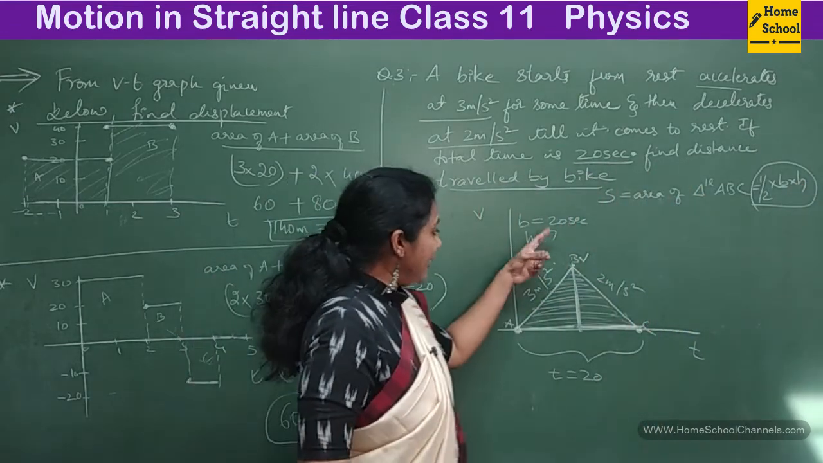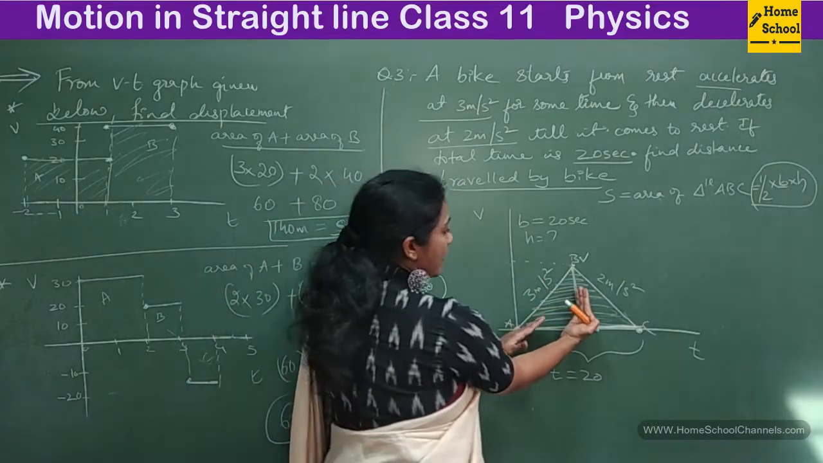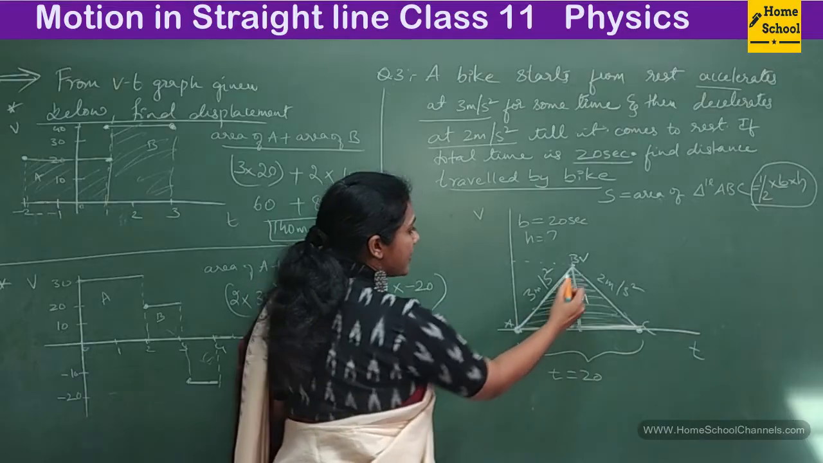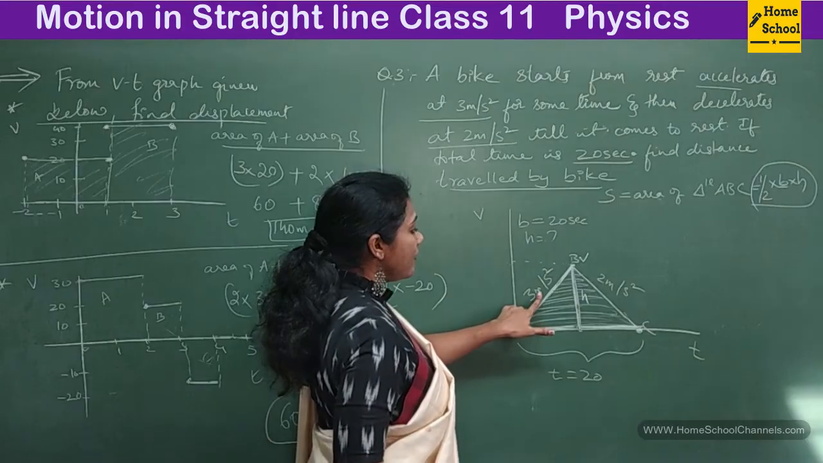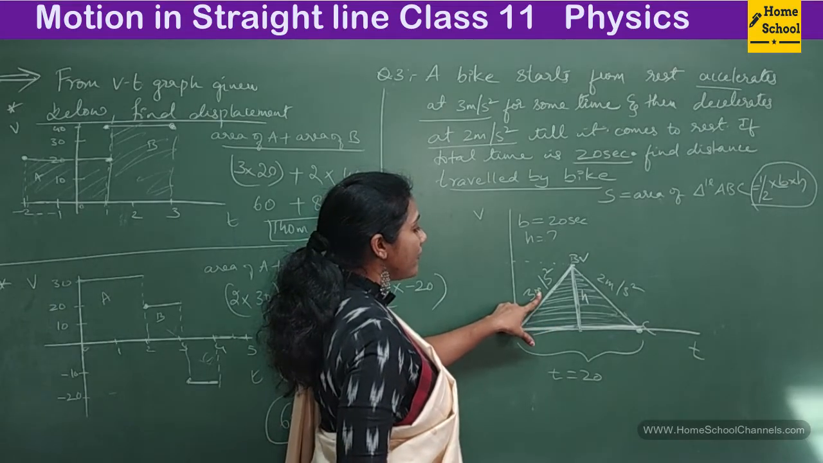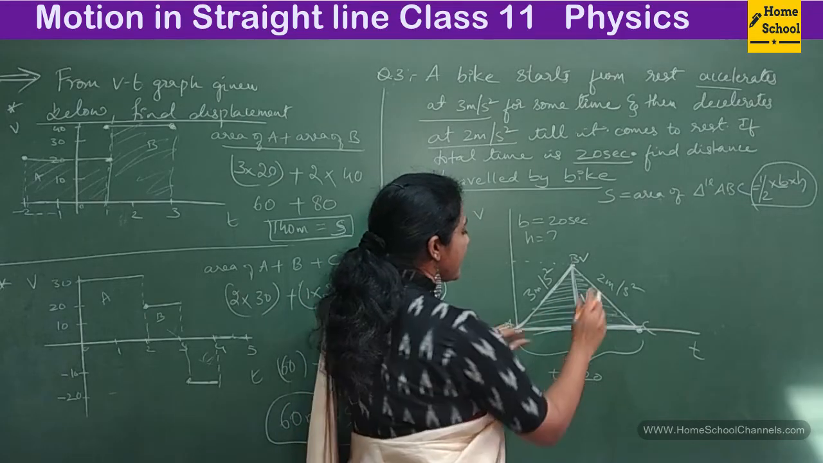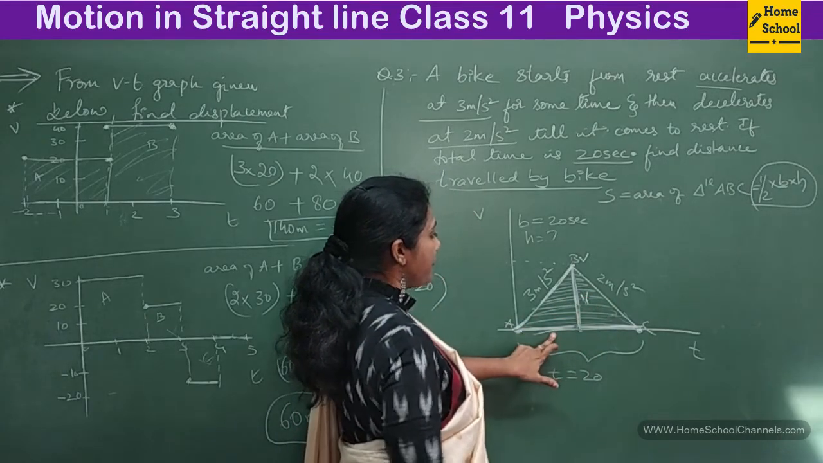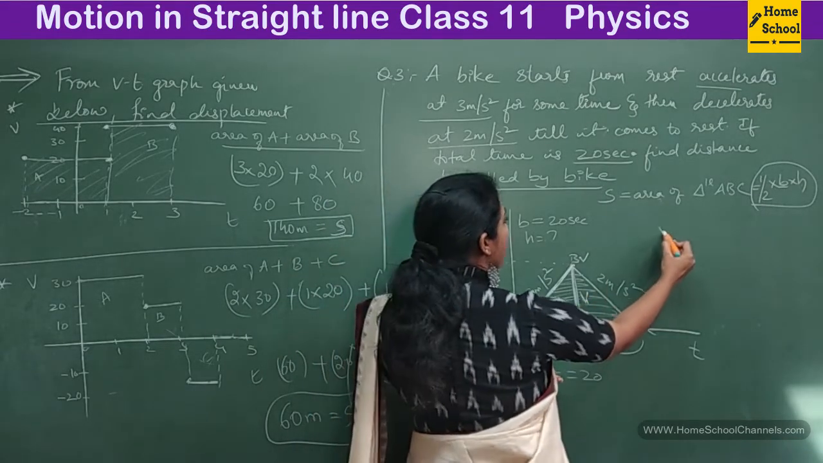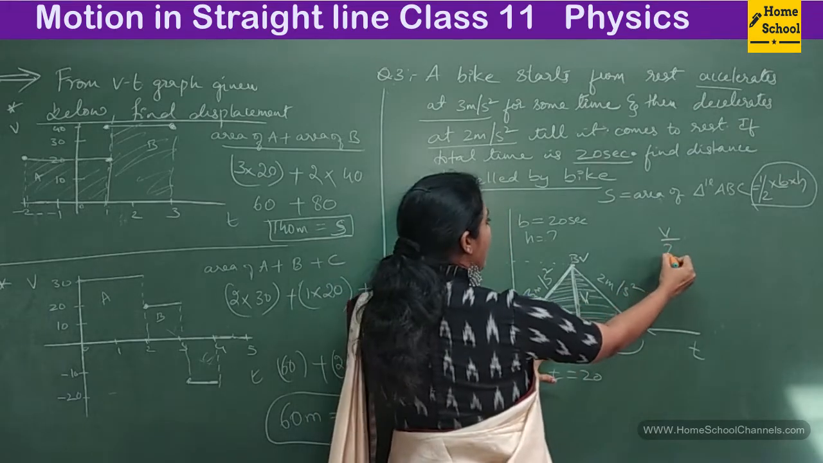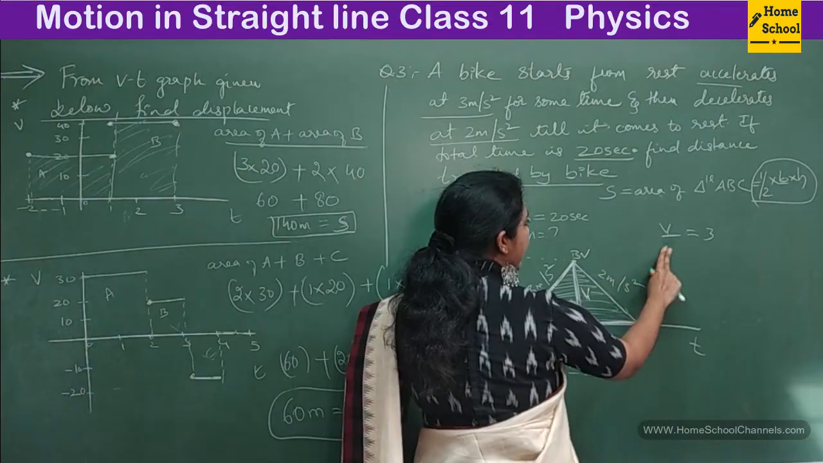So for finding h, this is your height, right? And you just observe this triangle. Carefully you observe. Slope is given. And consider this as some v. Then we all know, right? V by something is equal to slope. Slope is given, that is 3, right? Let me call it as t.